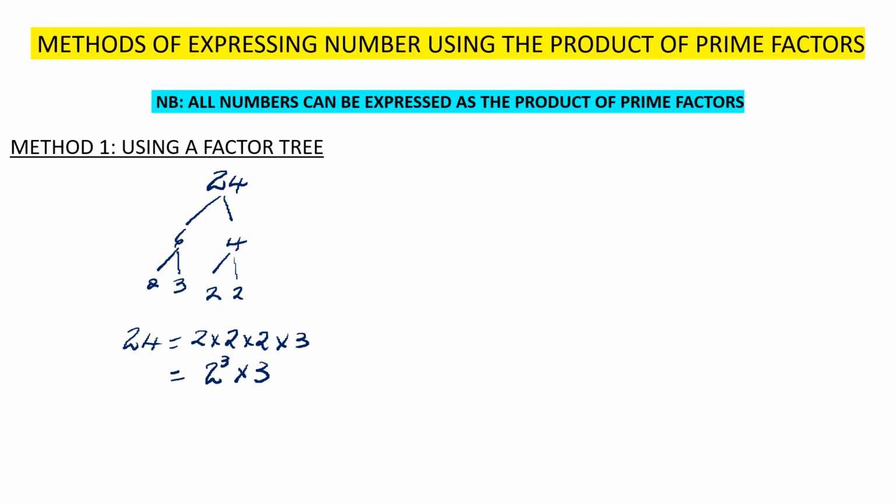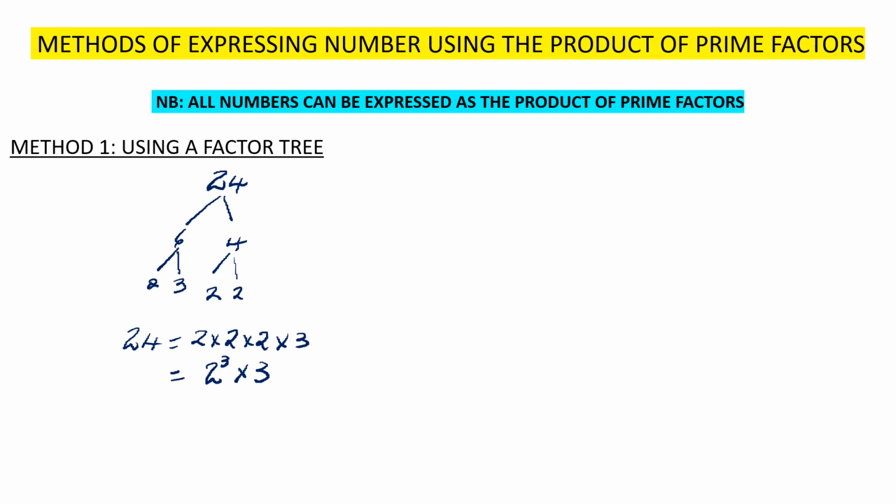So this is using the factor tree. And it matters not if you had chosen two other initial factors. You don't choose 1 in the factor tree. You have to use prime numbers, and 1 is not a prime number.